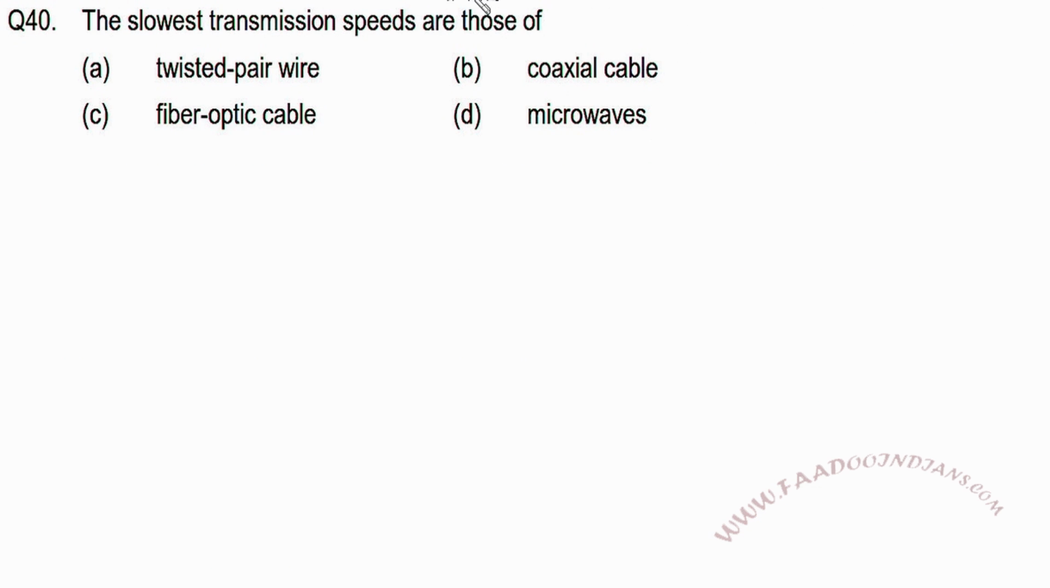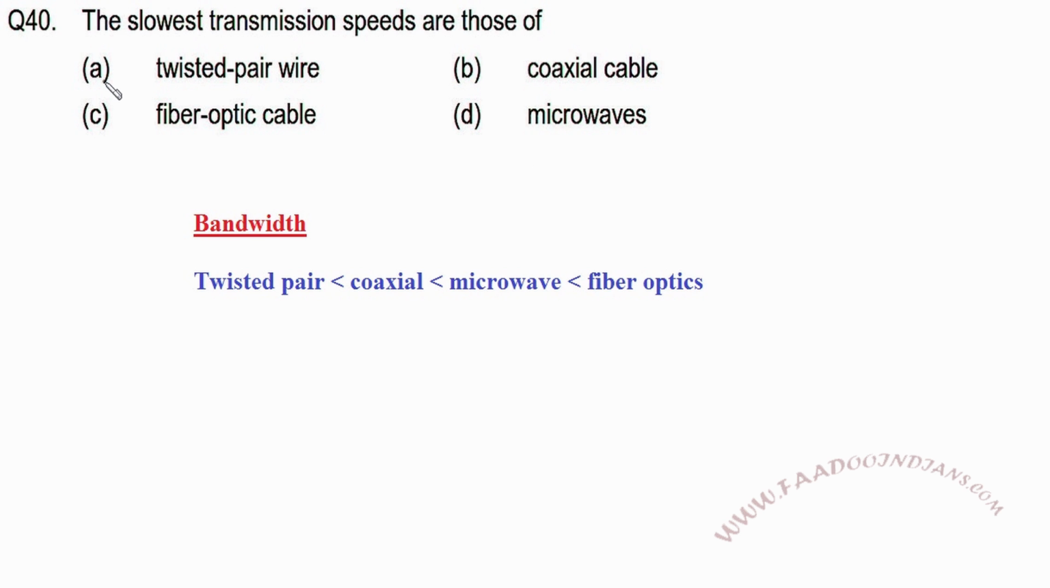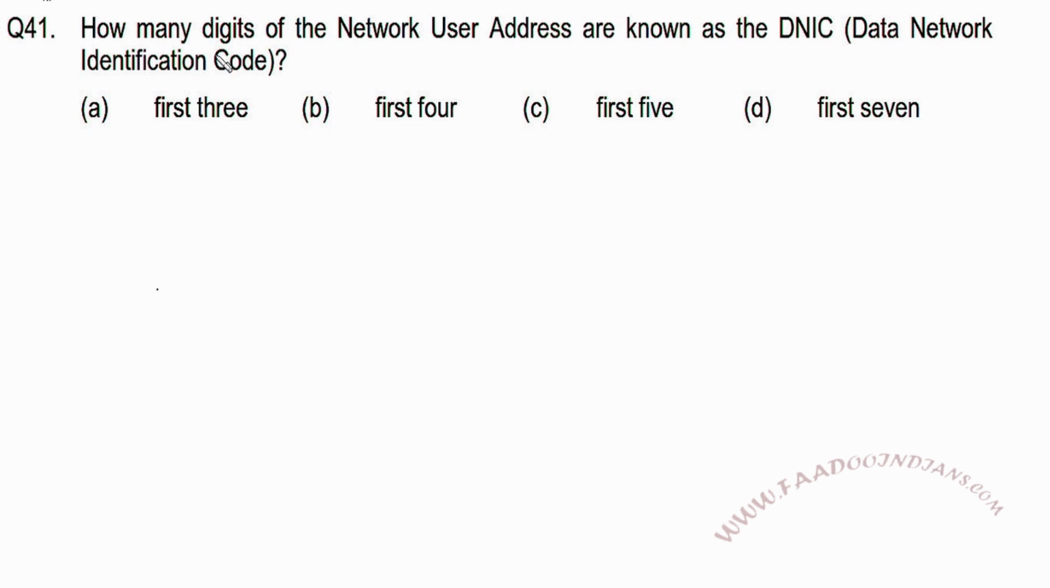40. The slowest transmission speeds are those of, well, it is a function of bandwidth. So twisted pair has the least bandwidth. The answer here is twisted pair wire. Therefore, coaxial and microwave, then fiber optics having highest speed with highest bandwidth. 41. How many digits of the network user address are known as the DNIC, that is Data Network Identification Code?